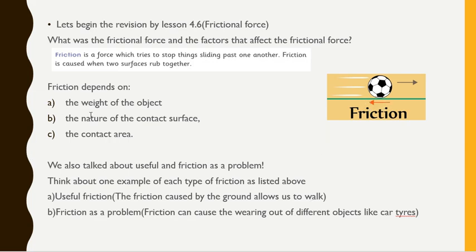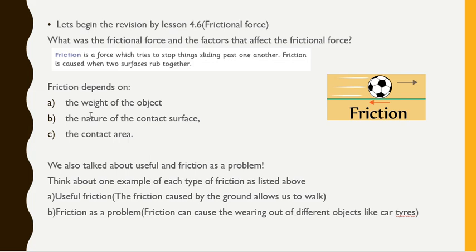So, let's remember together which are the three factors that affect frictional force. We have the weight of the object, the nature of the contact surface, and the contact area. Let's explain it together one by one. How does the weight of the object affect the frictional force? We have explained that the bigger the weight of the object, the bigger the frictional force is going to be.